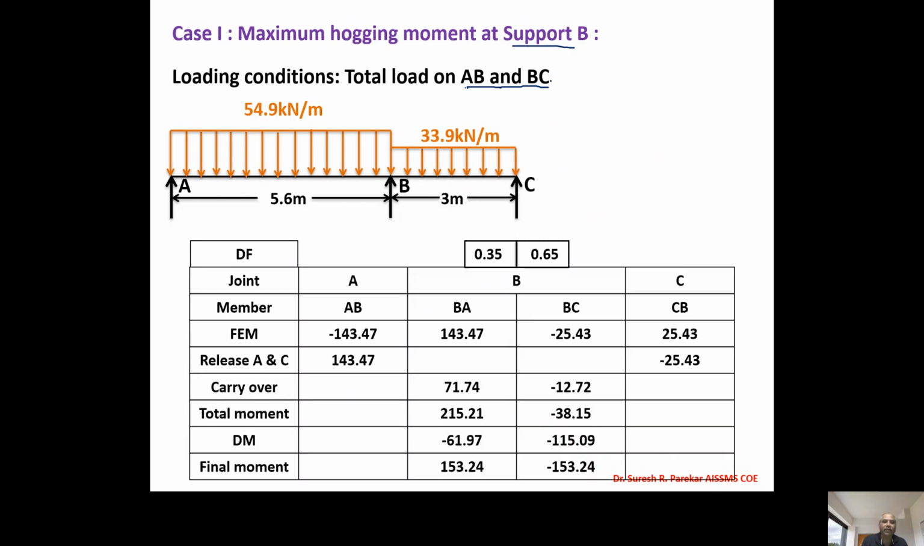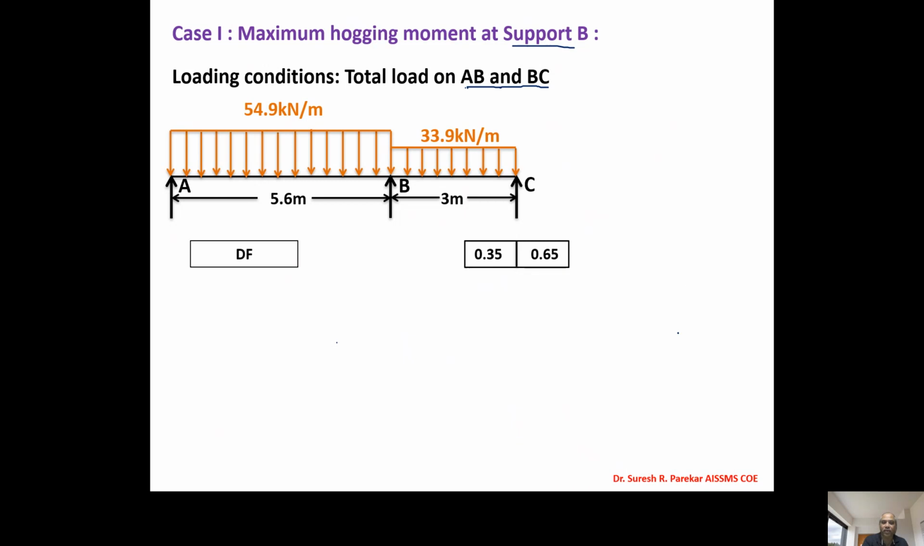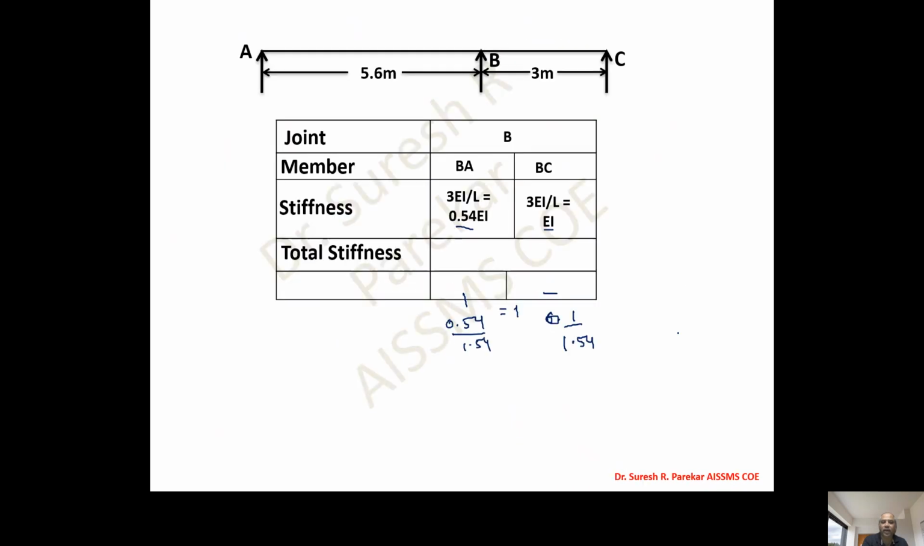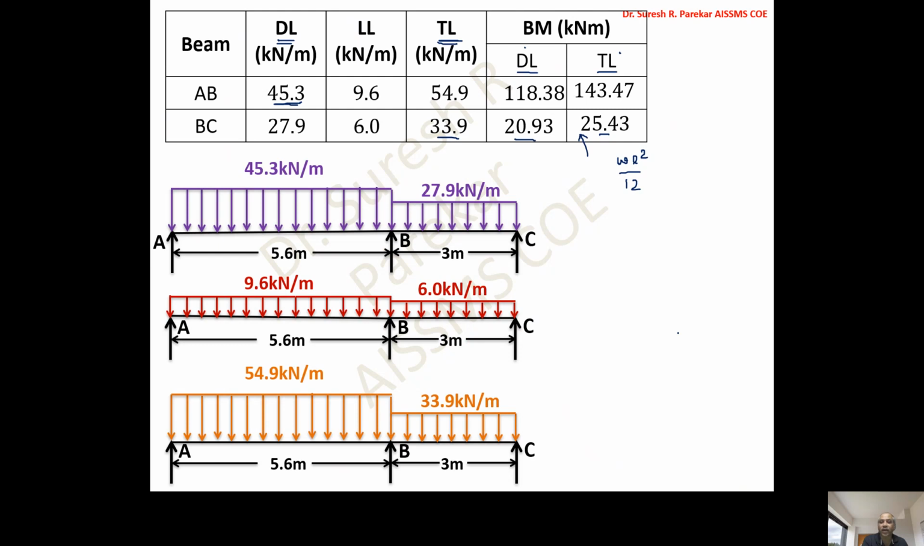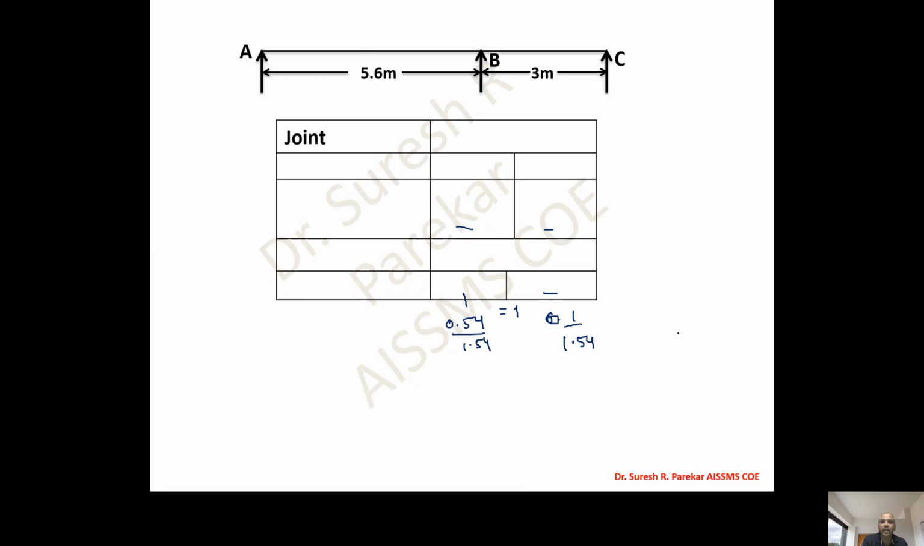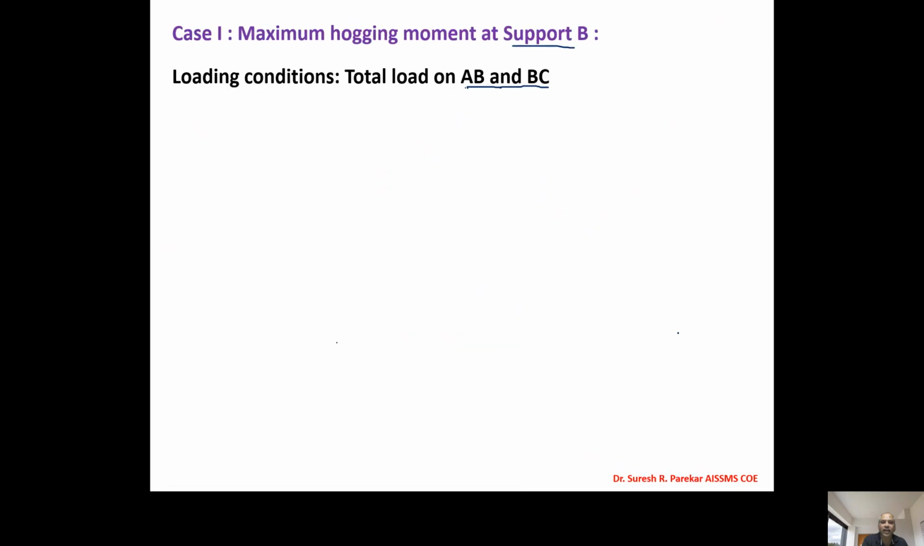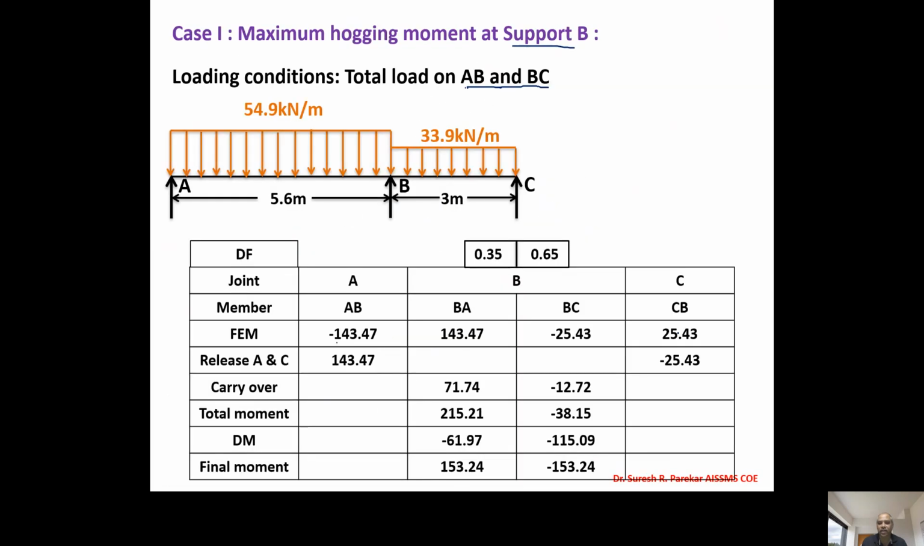So we have the DF, joints A, B, then we have members AB, BA, BC, CB, and then the fixed moments we have seen: minus 143.47, 143.47, and minus 25.43, 25.43. You can see these values we have taken from here, where we have these final moments. So we have 143 for AB and 25.43 for BC, that is for total loads. And as here we have total loads, so we have these values.